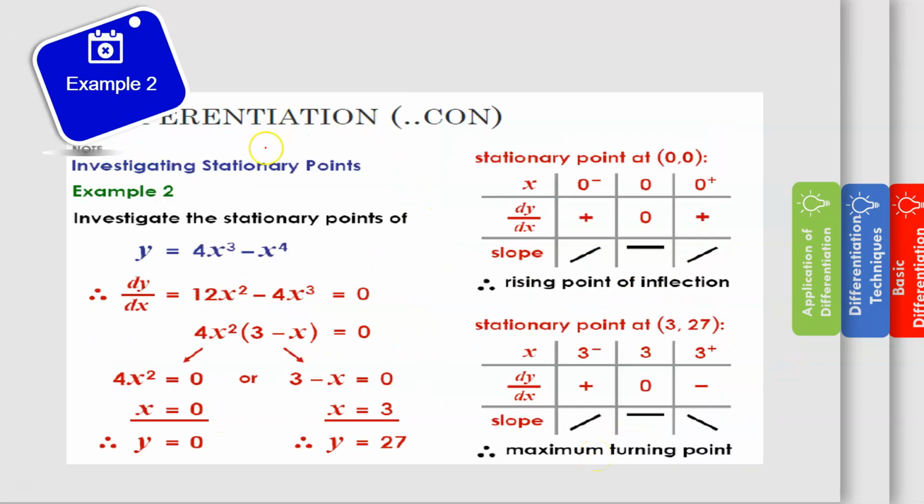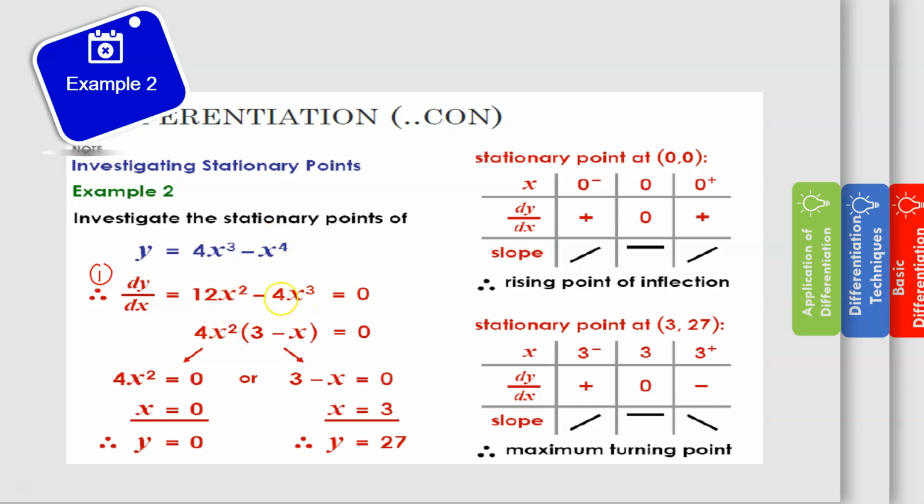Now, we go to the second example. We have this question. So now we want to investigate the stationary point. The first step, you need to differentiate the function and make the answer equal to 0. So now, what we did here, we find first our stationary point. When we differentiate this y, we got 12x squared minus 4x to the power of 3. And then I make this one equal to 0 because I want to find the stationary point.